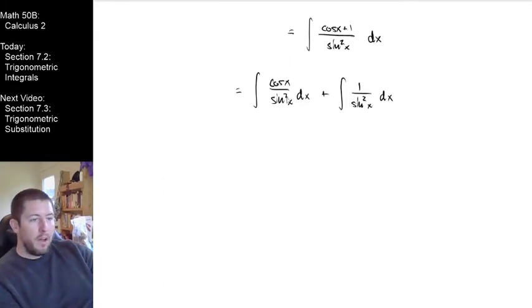Now I'm dealing with just two totally separate integrals. This first one has exactly the structure that we want for a nice u substitution. If I let u be sine, then du is going to be cosine of x dx, and I've got exactly those parts right there. So let's go ahead and do a nice u sub for this guy right here.